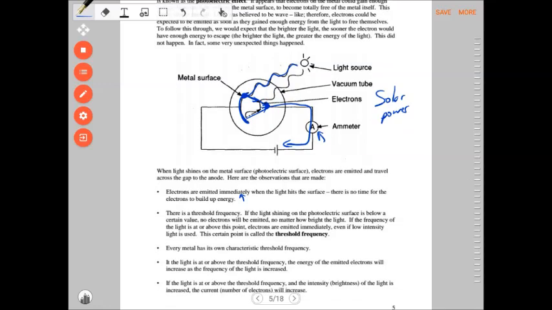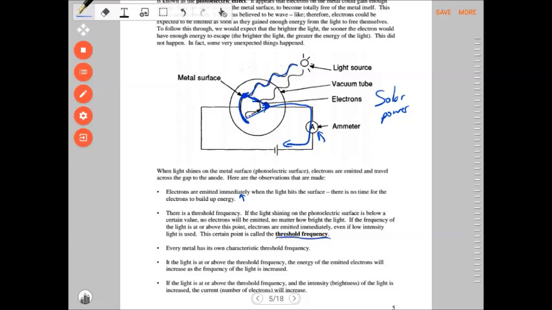There is a threshold frequency. If the light shining on the photoelectric surface is below a certain value, no electrons are emitted, no matter how bright the light is. If the frequency of the light is at or above this point, electrons are emitted immediately, even if low intensity light is used. This certain point is called the threshold frequency.